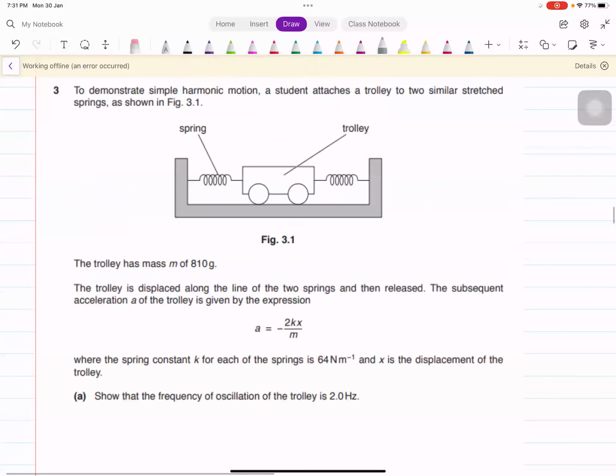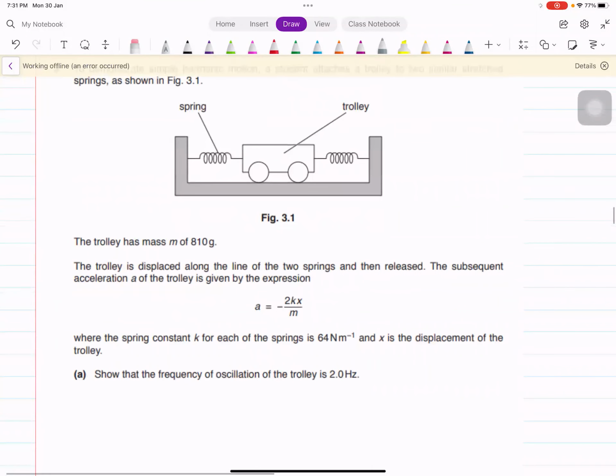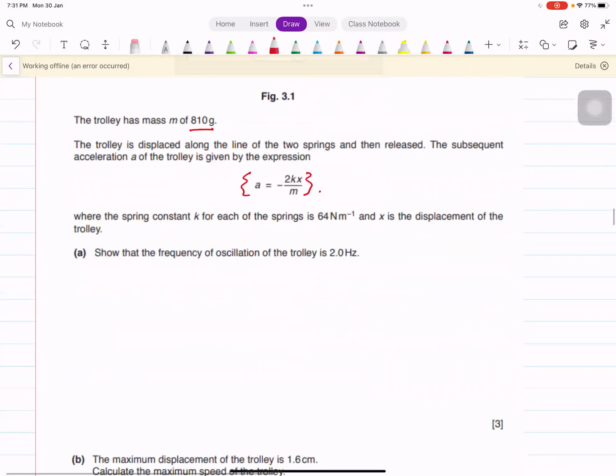Now, in this question, it says that you have a mass of 810 grams, and the expression is given. The moment this expression is given to you, it says show that the frequency. You should basically do all the steps here. It will give you maximum marks, by the way. So you can write a equals minus 2k over m times x. You compare it with y equals mx. a is the acceleration, x is the displacement. So the gradient of this equation is basically minus 2k over m.